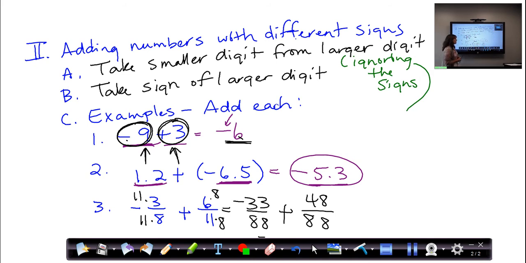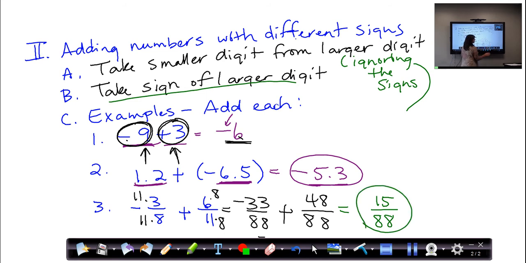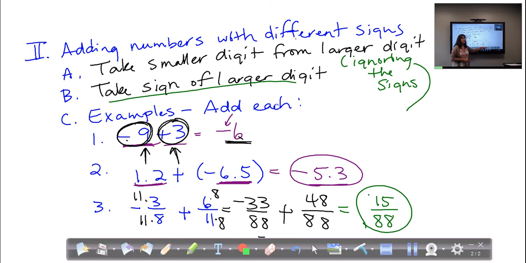So when I ignore the signs, the 33 from the 48 will give me 15. And remember, that's the superhero of fractions, that denominator. You don't want to mess with that, so I'm going to keep it as it is. I've worked awfully hard to get it, so I'm going to keep it. And then remember, I'm going to take the sign of the larger digit. 48 was larger, it's positive, so my answer is going to be positive. Now, remember, you always need to simplify fractions. Is there a number that will go into both 15 and 88?